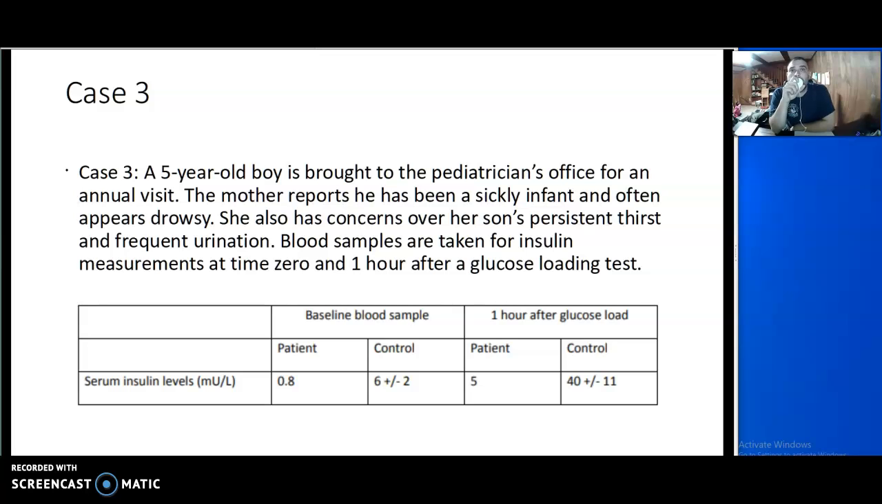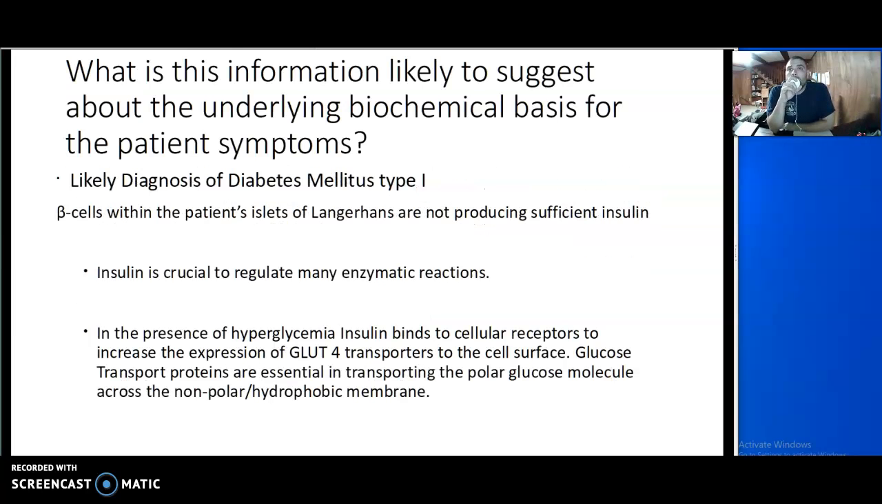The insulin measurements at time 0 and 1 hour after a glucose loading test are as you see on the screen. A simple glucose loading test is an oral glucose solution administered orally, and a timed test to compare against a control. Ultimately, this patient's likely diagnosis is going to be diabetes mellitus type 1.